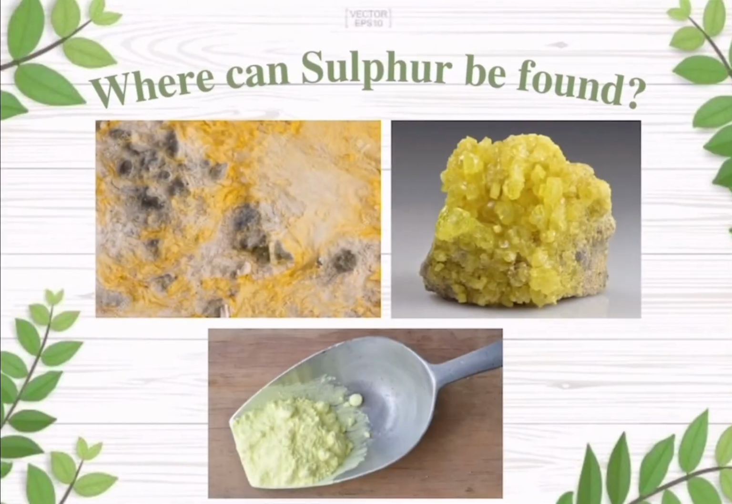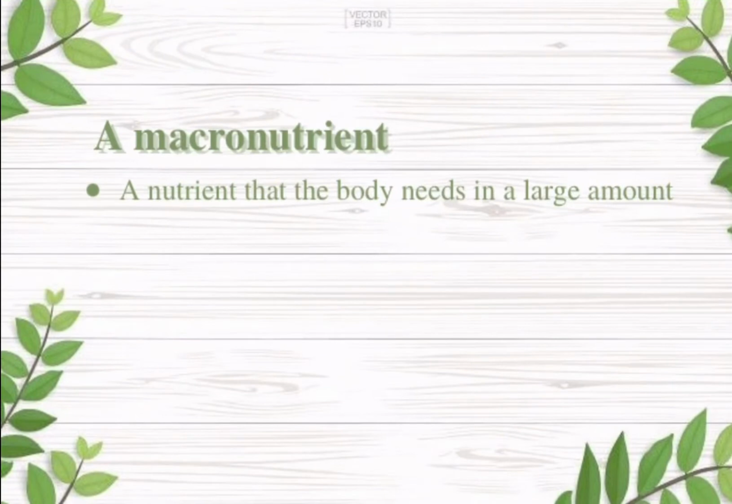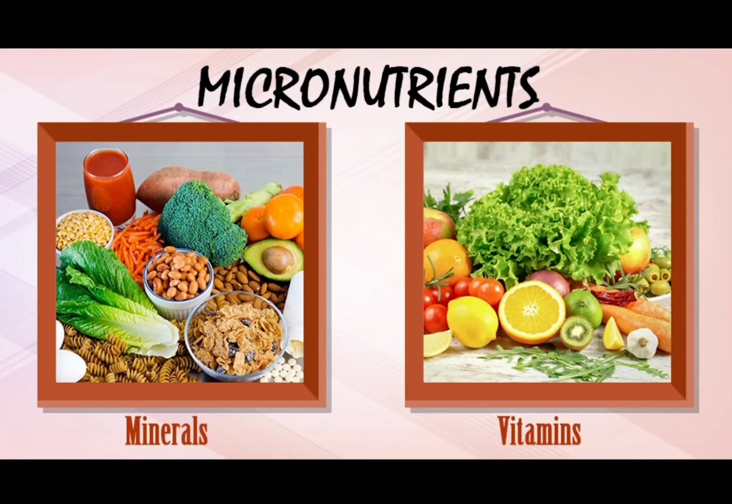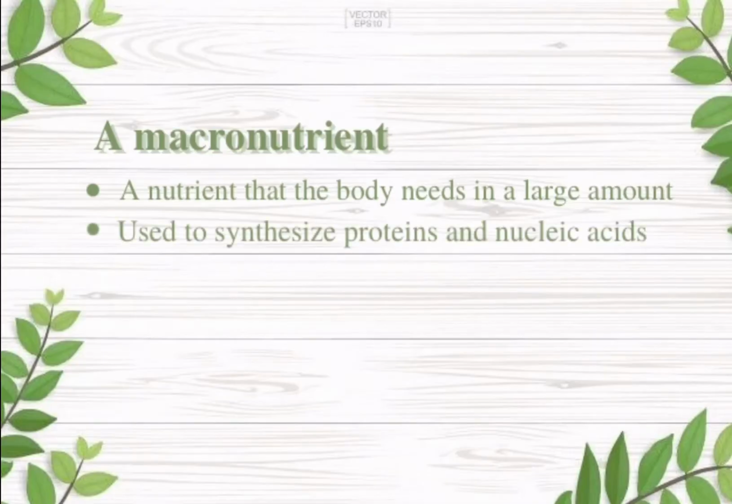First of all, let's take a look at where sulfur can be found. Sulfur can be found in our food as it is a macronutrient, which is a nutrient that is needed by the body in a large amount. Please don't mistake it for a micronutrient, which is also needed by the body but in only a small amount. The sulfur in our food is used to synthesize protein and nucleic acids such as the DNA in our body.